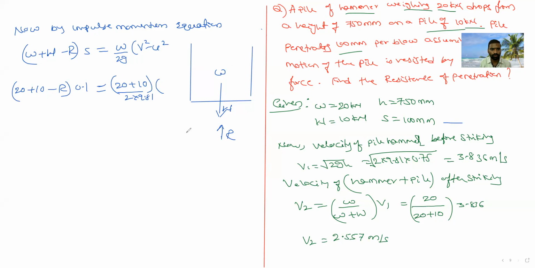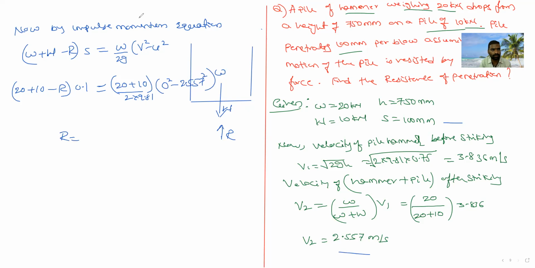After final striking, the bodies w and W are moving in the downward direction. What is the final velocity of both? 0. That is 0 square, minus the initial velocity when both are moving, that is your V2, 2.557 square. Now you can calculate the value of R.